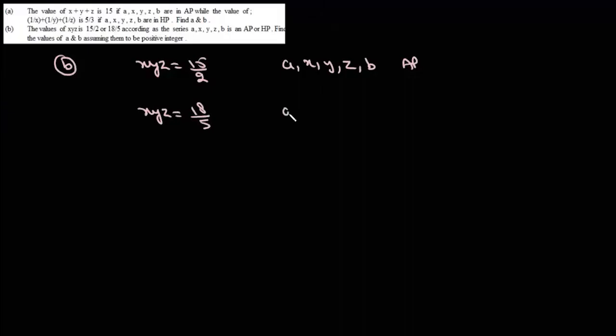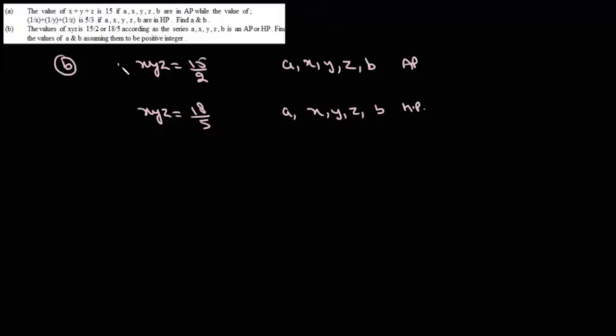Now this part B question is the value of xyz. It is 15/2 if a, x, y, z and b are in AP, and this xyz is 18/5 if a, x, y, z and b are in HP. We have to find the value of a and b, assuming them to be positive integers.